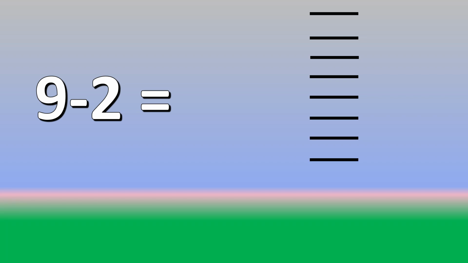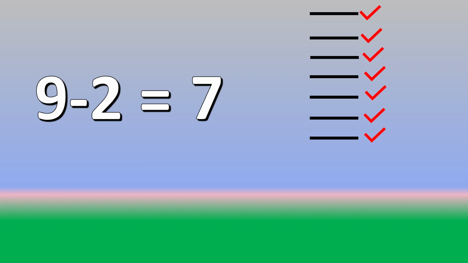9 minus 2 equals to... Let's draw 9 lines. 1, 2, 3, 4, 5, 6, 7, 8, 9. We will remove 2 lines. 1, 2. Let's count how many lines are there. 1, 2, 3, 4, 5, 6, 7. 7 lines are left. 9 minus 2 equals to 7.